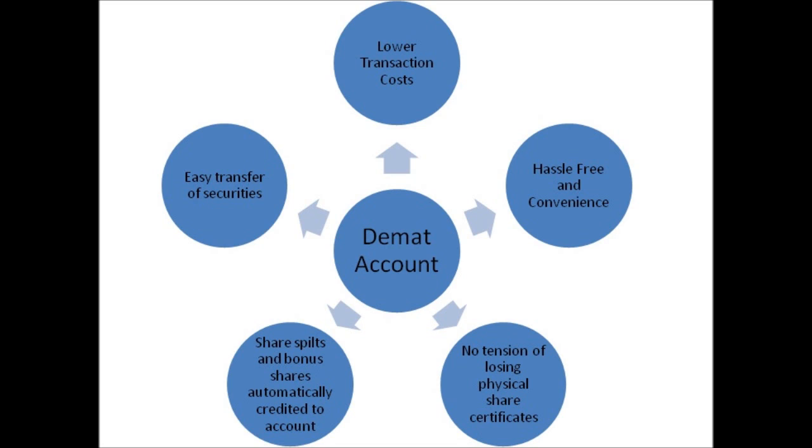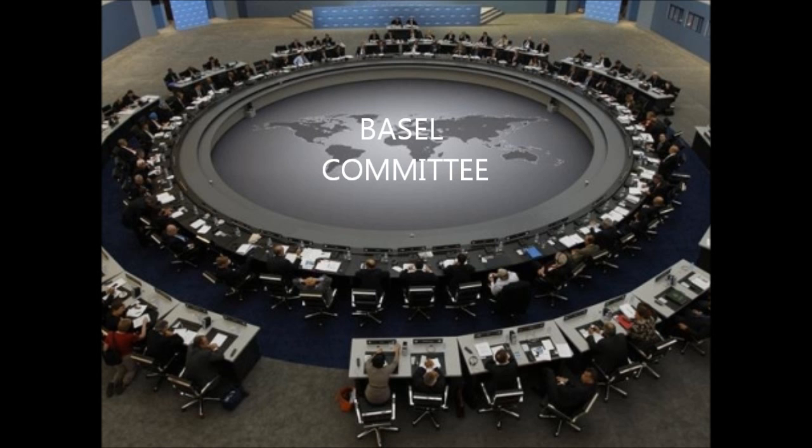Physically, only 500 shares can be traded as per the provision given by SEBI. From April 2006, it has become mandatory for any person holding a DeMat account to possess a permanent account number (PAN). Basel Committee. The Basel Committee on Banking Supervision provides a forum for regular cooperation on banking supervisory matters. Its objective is to enhance understanding of key supervisory issues and improve the quality of banking supervision worldwide.